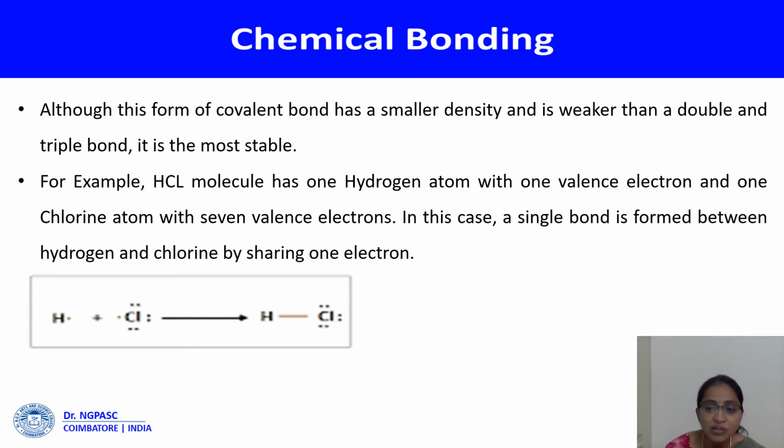So that is bond formation. The one electron is transferred from the hydrogen to the chlorine atom. So that is the single bond formation, H single dash Cl. That is HCl. This type of covalent bond has smaller density and is weaker than the double and triple bond. But this single covalent bond is the most stable bond formation.